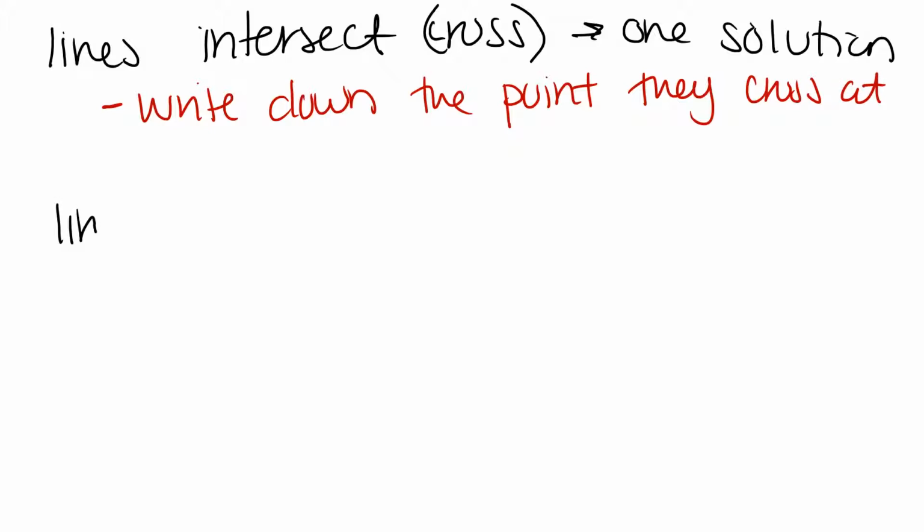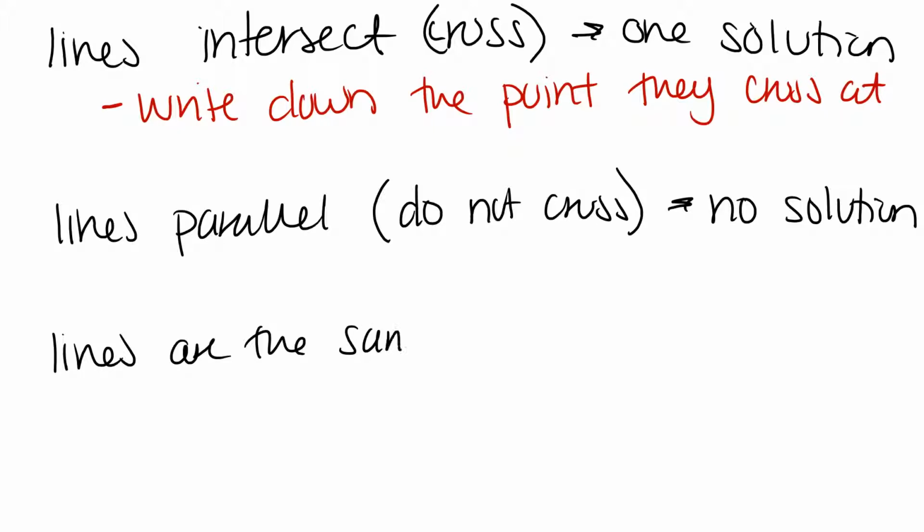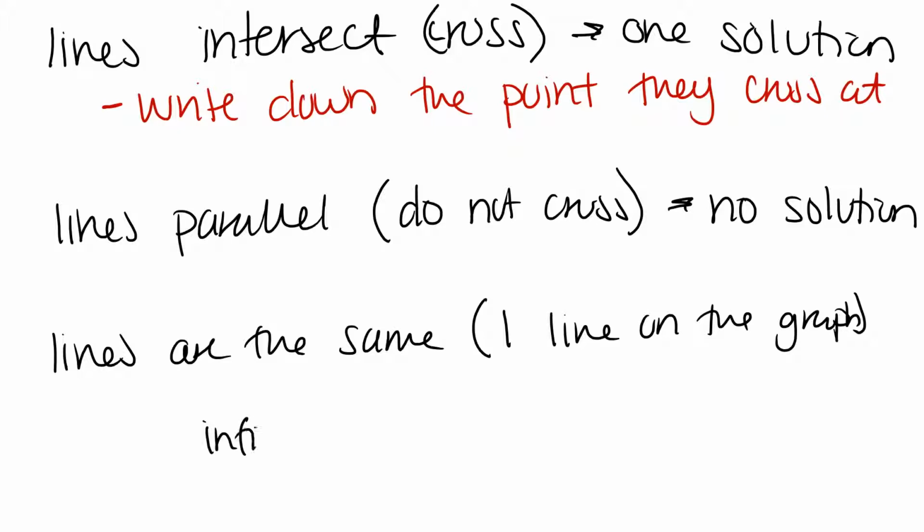If the lines are parallel, that means they do not cross. That's going to be a no solution. And if the lines are the same, meaning there's only one line on the graph, that's going to represent an infinite solution.